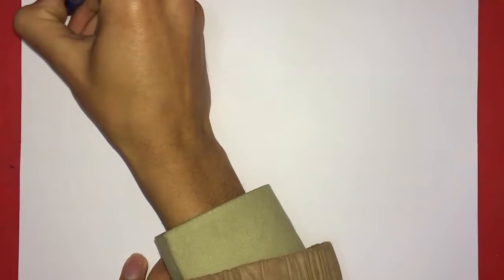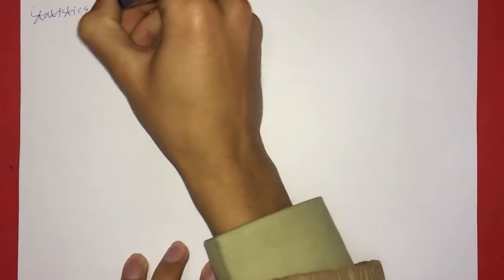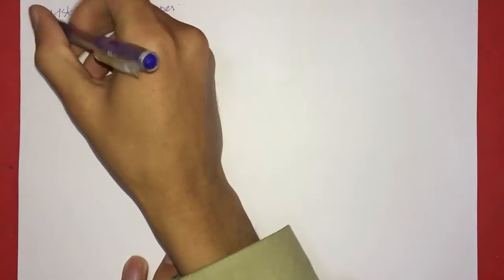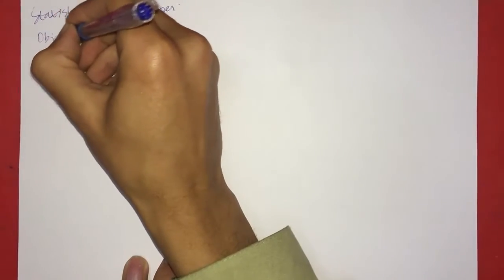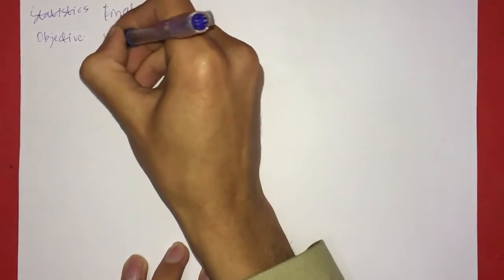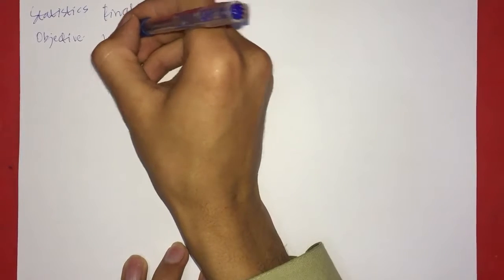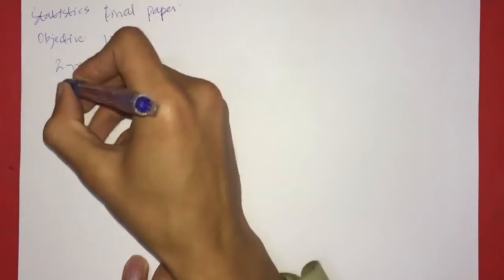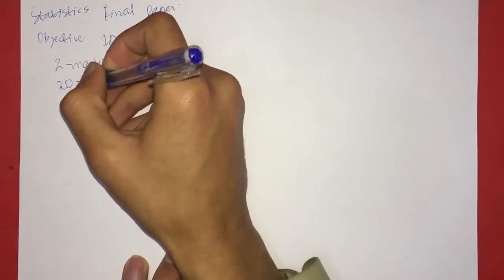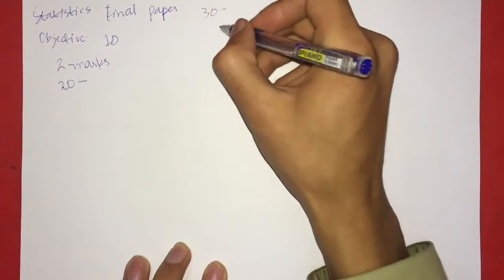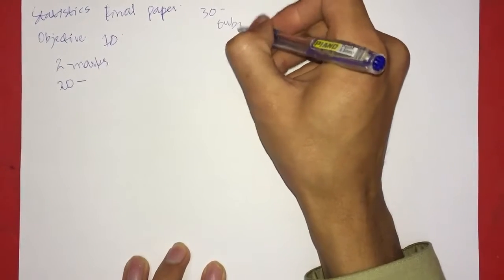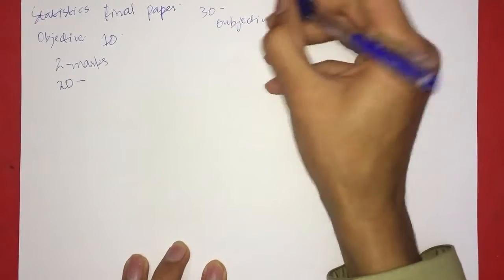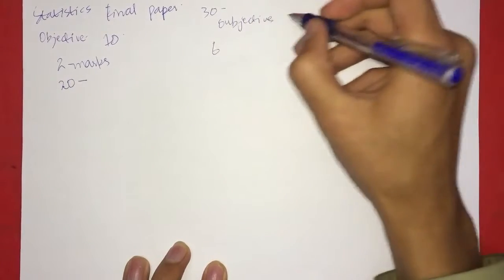We are discussing today our statistics final paper. And in that paper, first we had the objective part, which had 10 MCQs in total, and each carried 2 marks, so that makes a total of 20 marks in objective. And then we had 30 marks in our subjective paper.